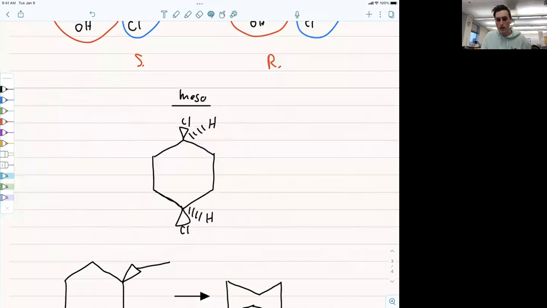But meso is going to be something where we have an internal plane of symmetry. This means that when I'm looking at it, I have stereocenters here. So this is a meso molecule here. I'm looking at it and I have stereocenters here. There's one here and there's one here, mostly. A better example would be this, actually.